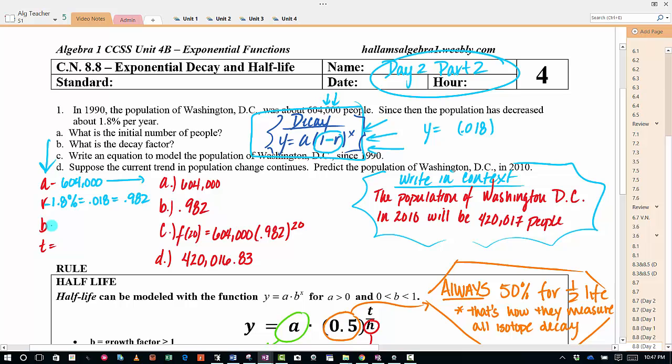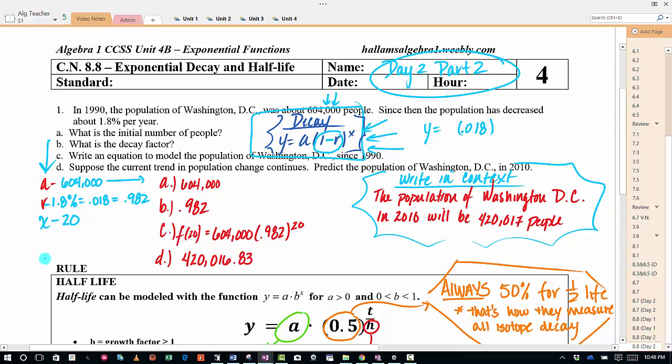Our B here would be our growth factor, but we don't have a B for this particular formula. We have an A, an R, and an X, or a T I wrote there, so we'll change it to an X because X is usually time in this case. The time frame doesn't give us that part yet, but if you see here, write the equation to model it since 1990, and then it's supposed to change in 2010. So if we cheat a little bit, we find out it's going to be 20 years from 1990 to 2010.